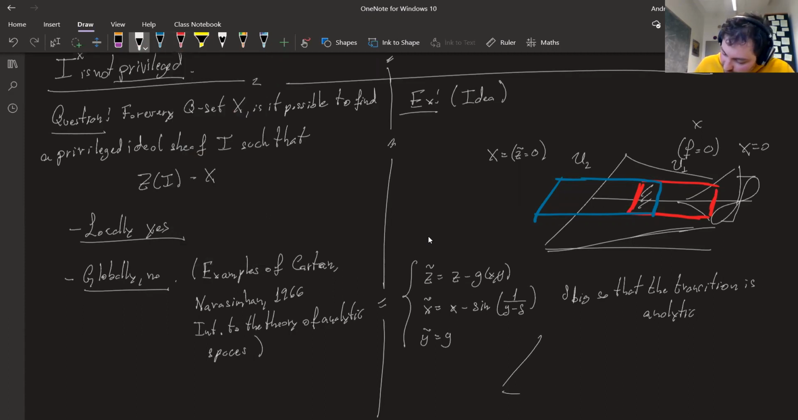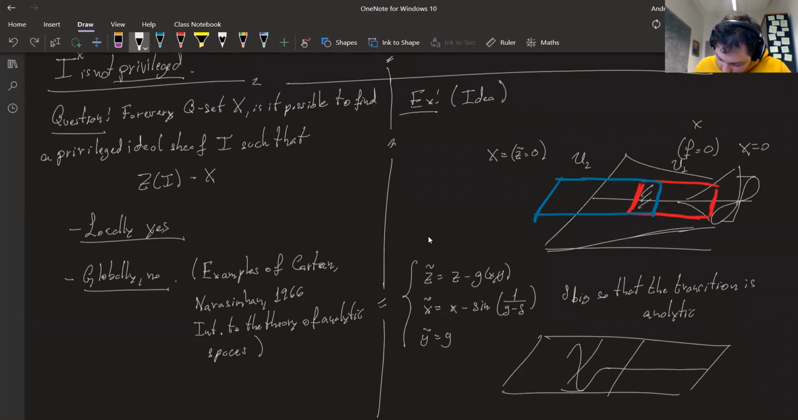The point is that after this transition, the curve that was completely smooth is going to be a sinoid of 1 over X, and choosing delta, we're going to get that it's transcendental. So we're not going to be able to extend the ideal sheaf given by f equals 0 in the first chart to the second chart in a way that is not transcendental.